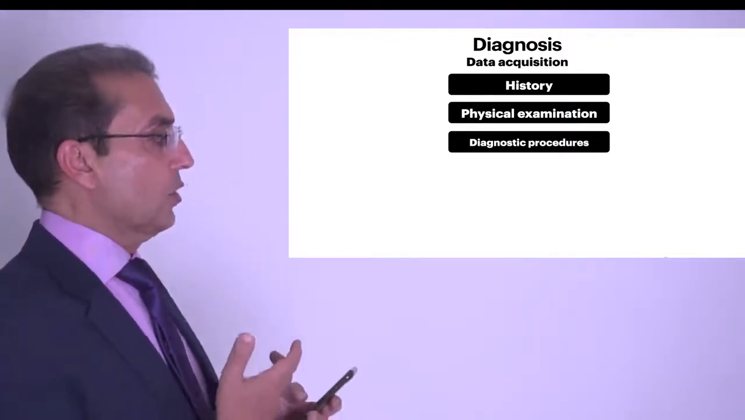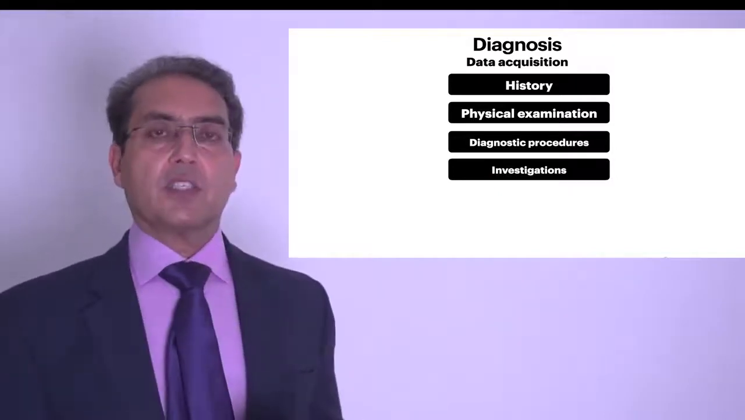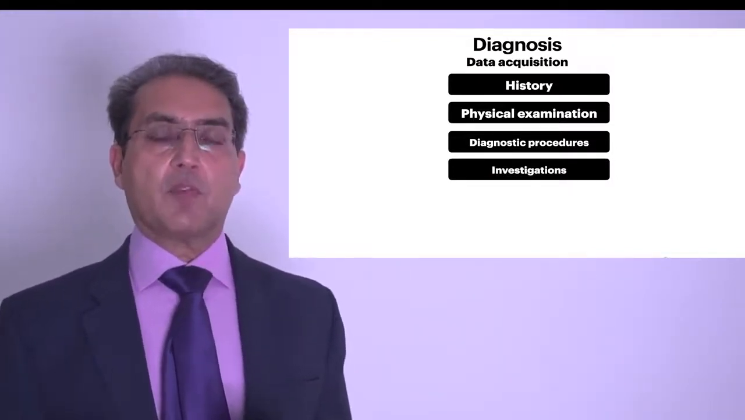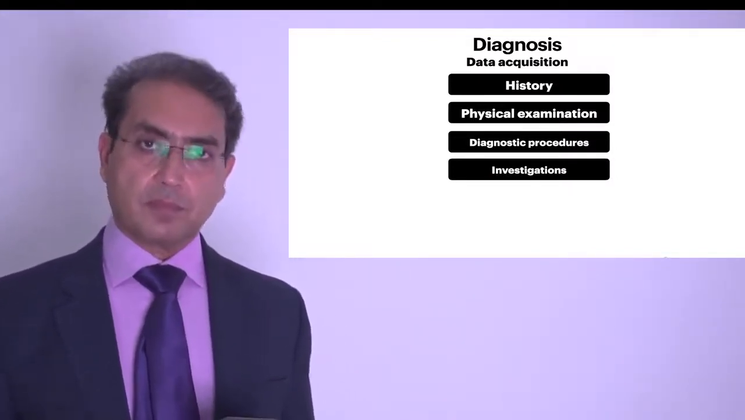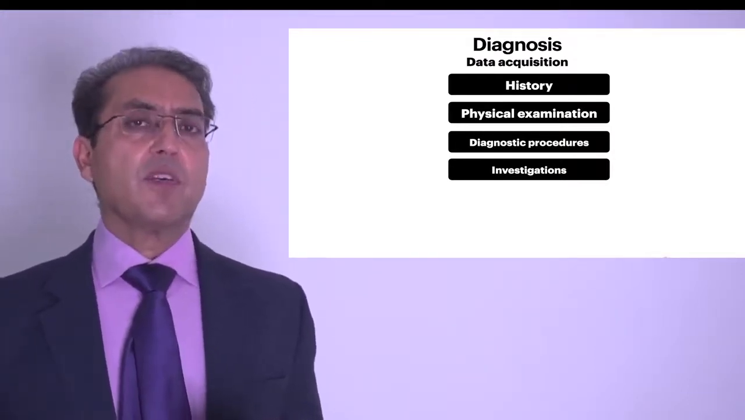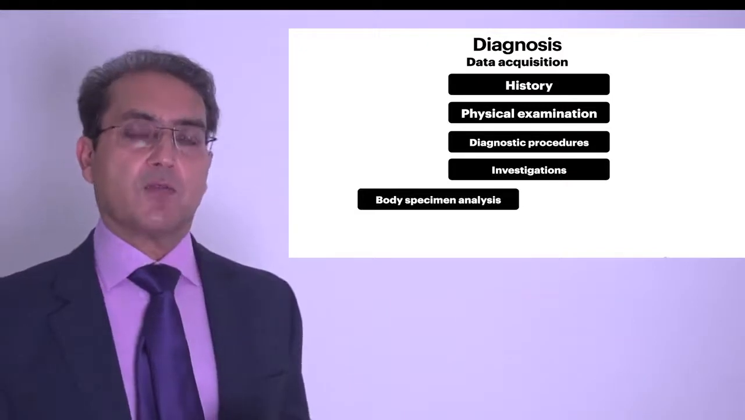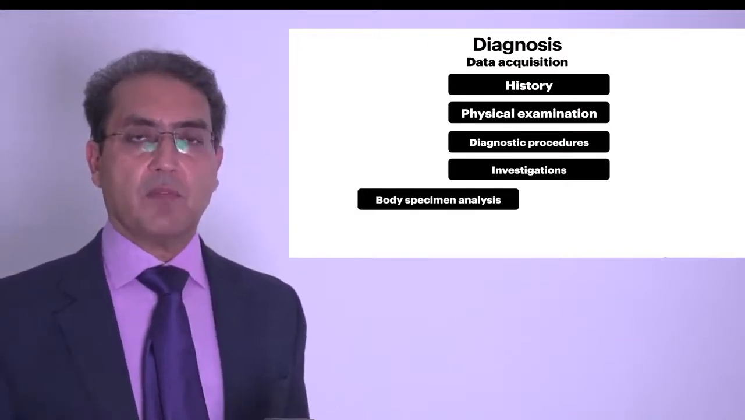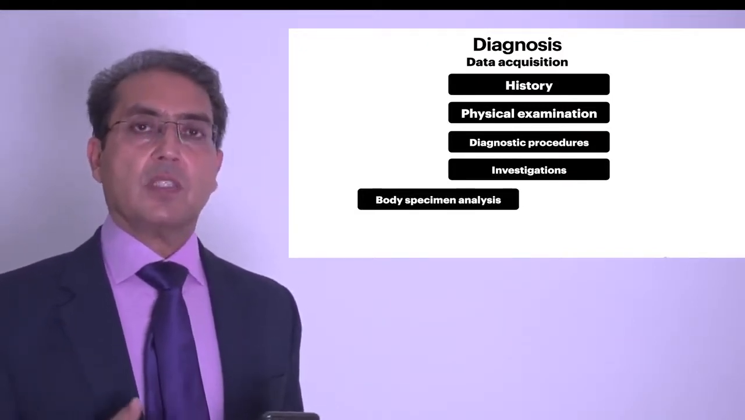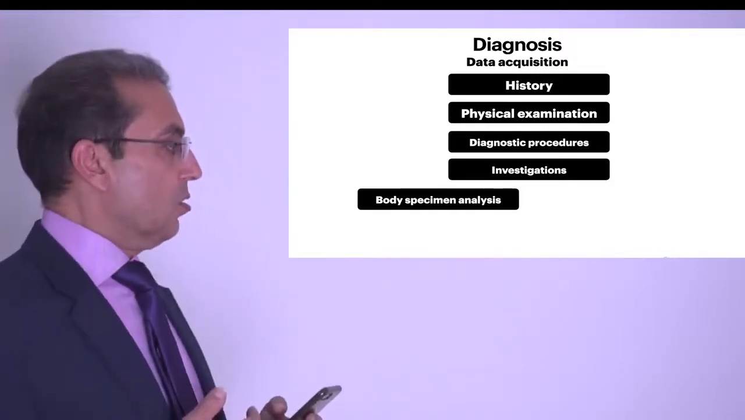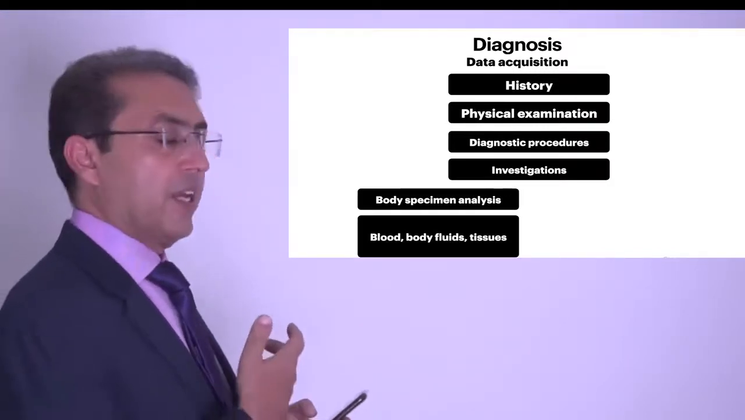When you've got through this, you can go for investigations. So you can take the help of different types of investigations. Now, what different types of investigations can we have? We can have body specimen analysis. For example, we can analyze the blood, we can see the urine, we can see body tissues. So we can go for different types of analysis.